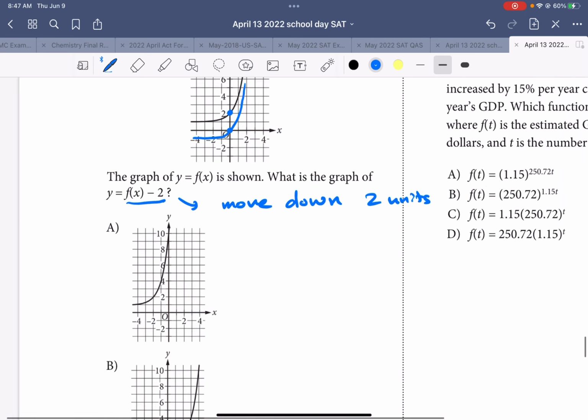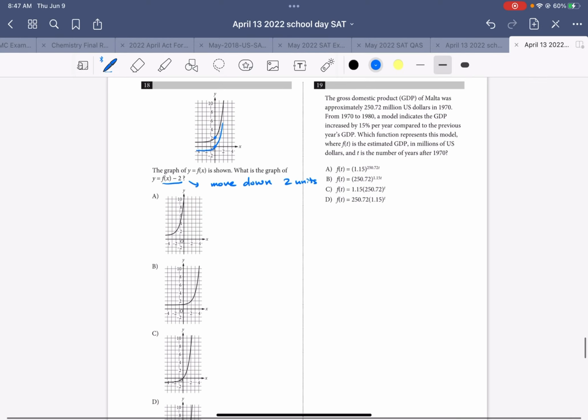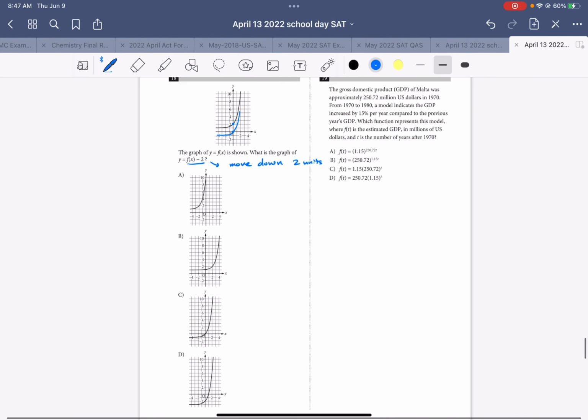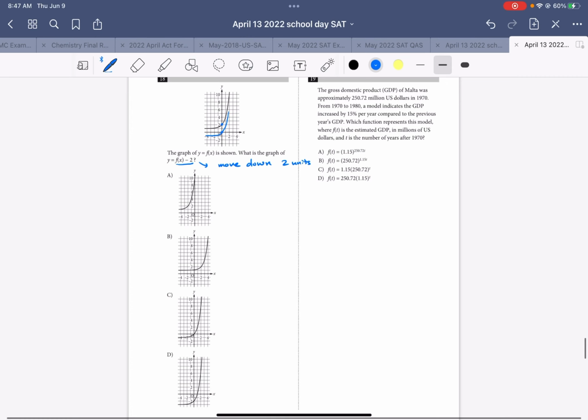That blue one. So which one is the blue one? Then I see it's like a C, right? So it has to be C. That matches with this one.